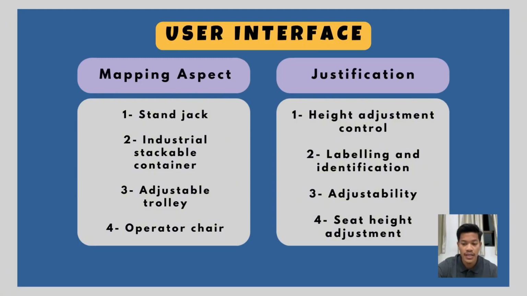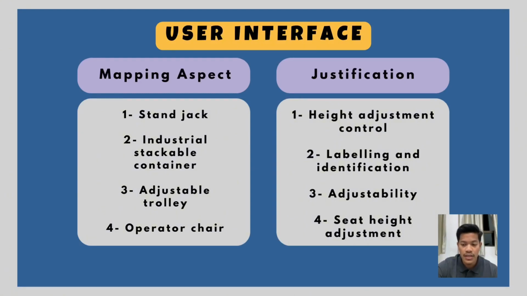After that is the industrial stackable container, with clear labeling and identification. Clear labeling of containers is essential for efficient inventory management and logistics. It should include provision for attaching labels, tags or barcodes to containers, as well as a clear surface for writing or affixing additional identification markers.